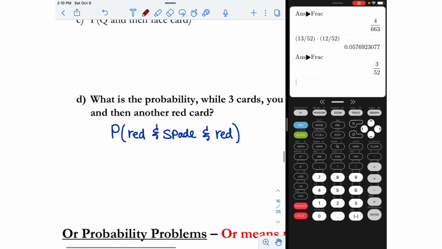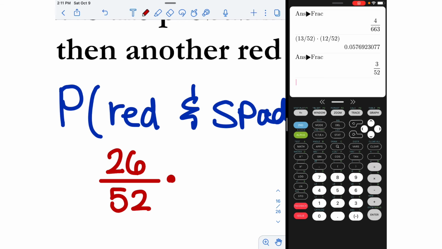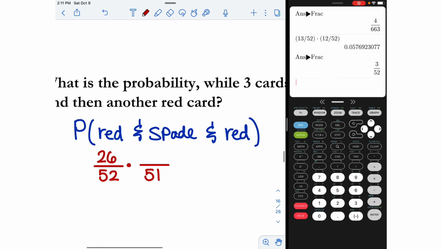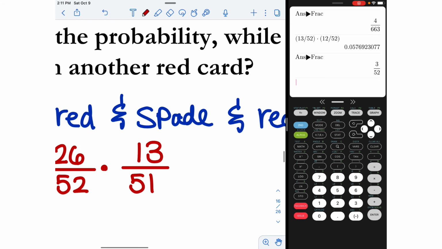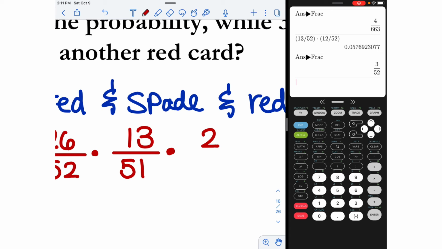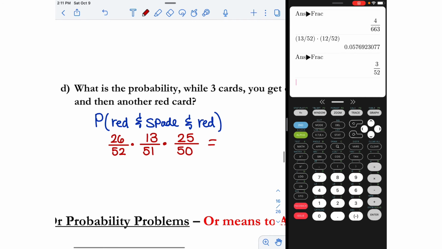So the probability I get a red card first is, well, there's 26 red cards in the deck out of 52. There's only 51 cards in a deck, so I'm getting dealt 3 in a row, okay? So the spade is black, so we don't have to worry about any overlap. There's 13 spades in the deck, but there is only 51 cards left, and then another red card, so be careful. I already have 1 red card, which means there's 25 red cards left and only 50 cards total left. And so that is how you do this one.